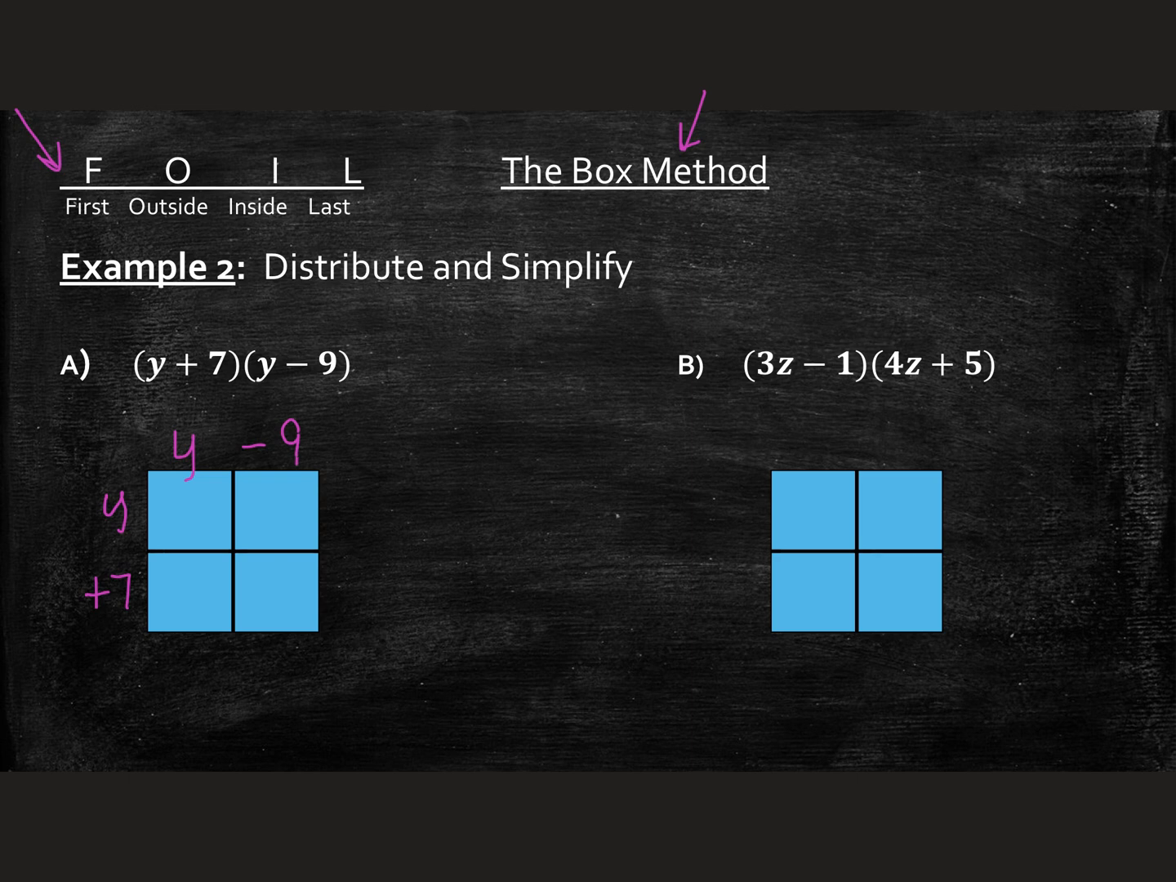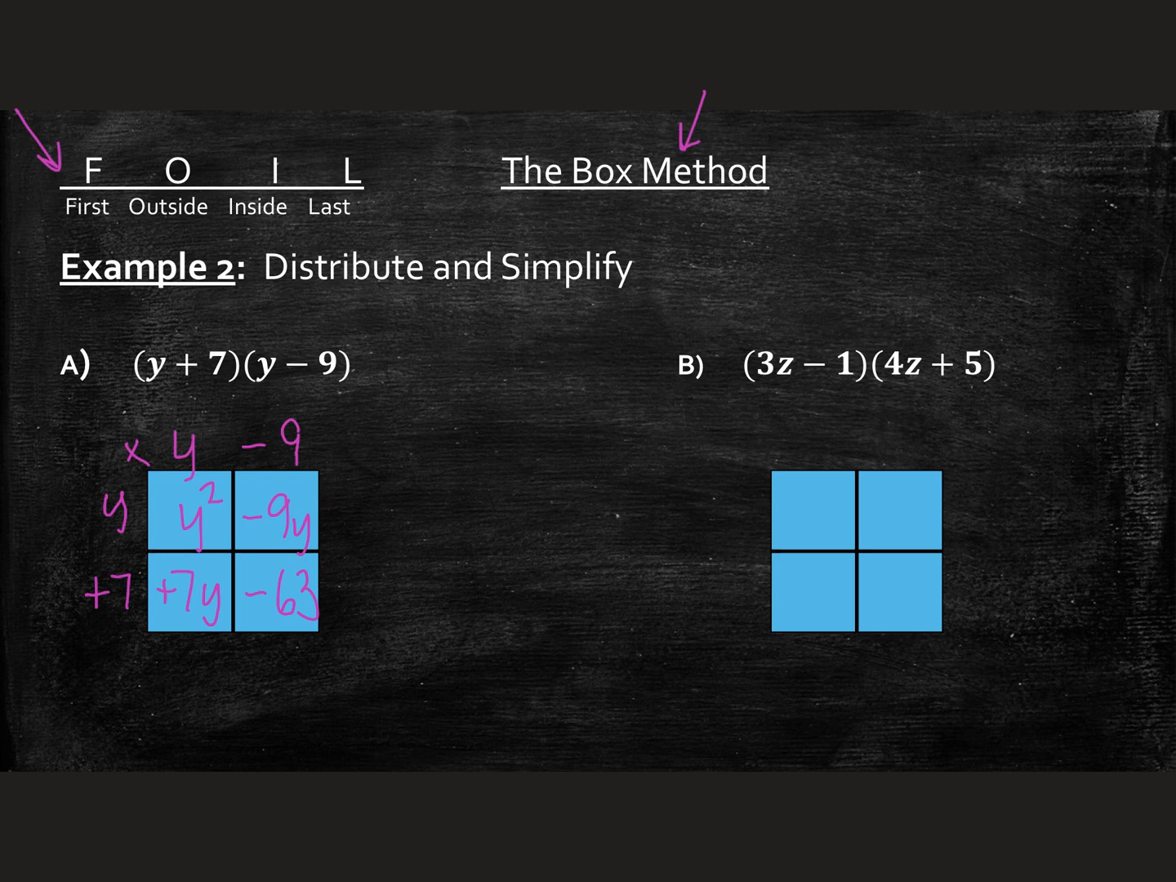And this is kind of like the Punnett square from biology. You're going to multiply the length and the width of each of those boxes. So y times y is y squared. Y times negative 9 is a negative 9y. And then 7 times y is a positive 7y. And then 7 times negative 9 is a negative 63.